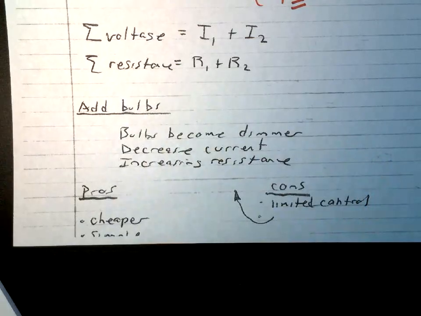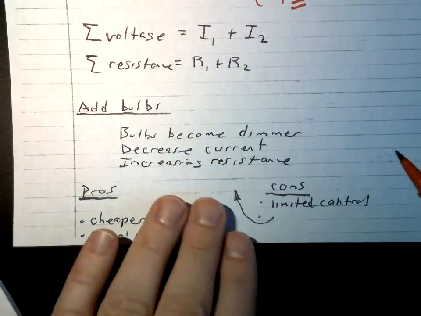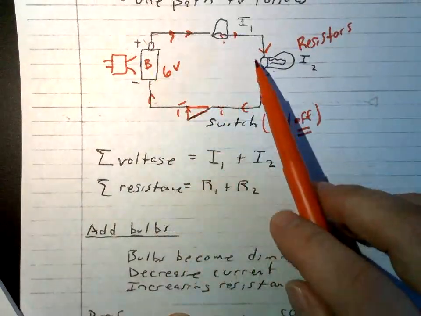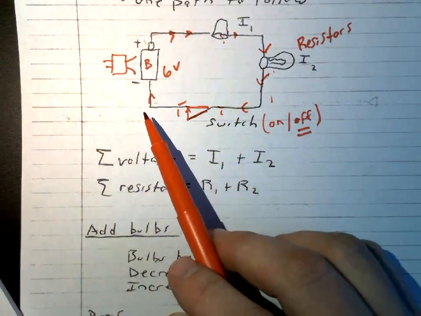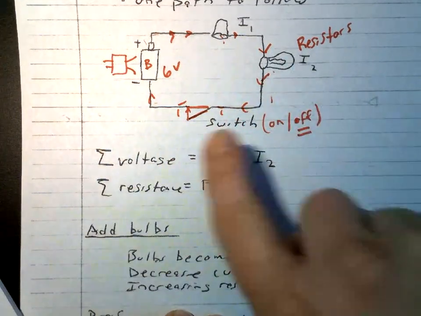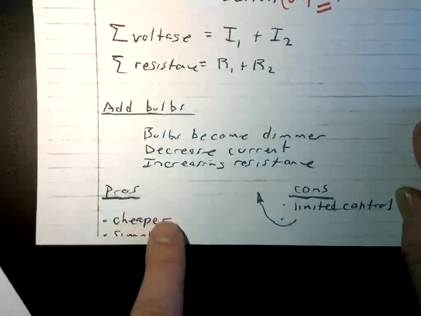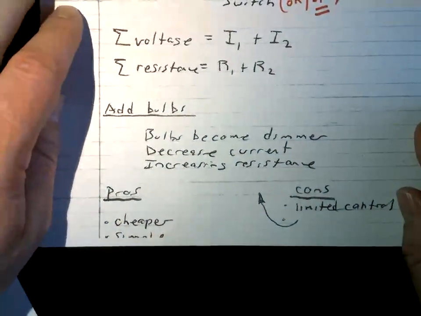There are always pros and cons to everything, right? The cons are that you have limited control, because you can only hook up so many until it's gone. And if you take one out, the whole strand goes dead. The pro is that they're very cheap to have.